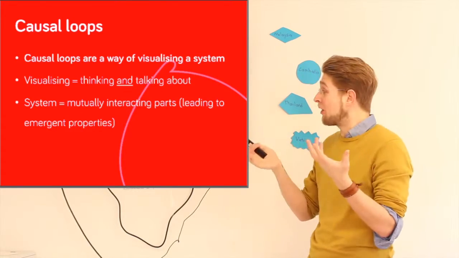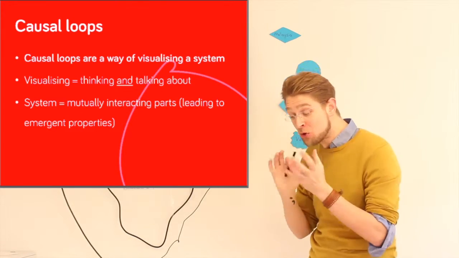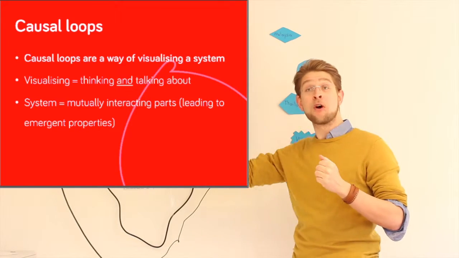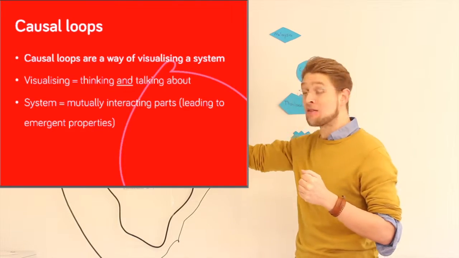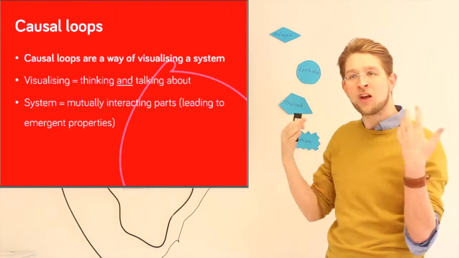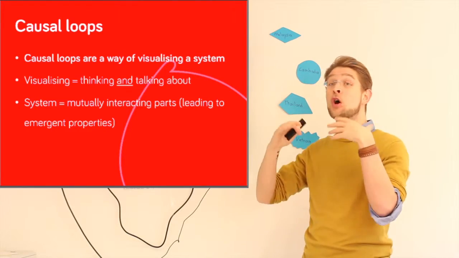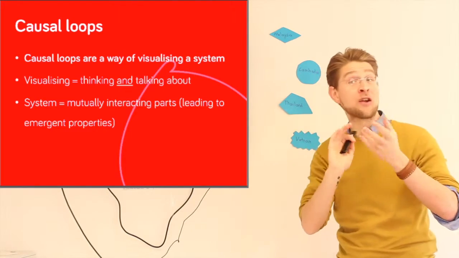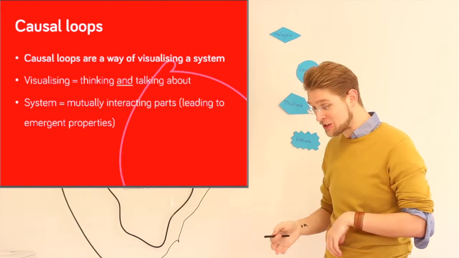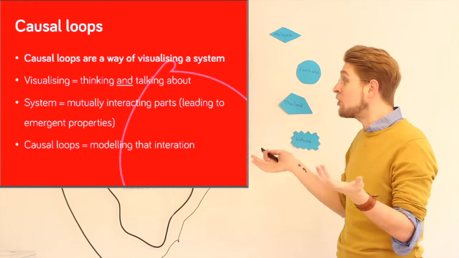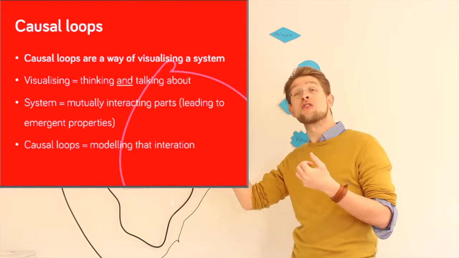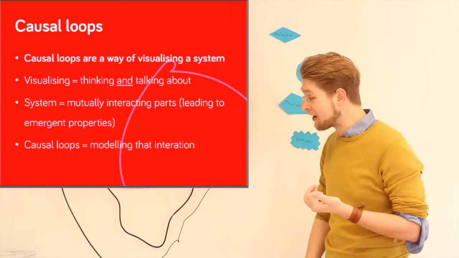Systems are an assembly of mutually interacting parts, which leads, as I've said many times before, to emergent properties. So the way the things interact creates a kind of flavour or feeling or characteristic that the system has overall that isn't in any of the individual parts, but arises from the parts and their interactions. So causal loops is a way of looking at the parts and interactions in the system to try and understand what some of the properties it might have are.